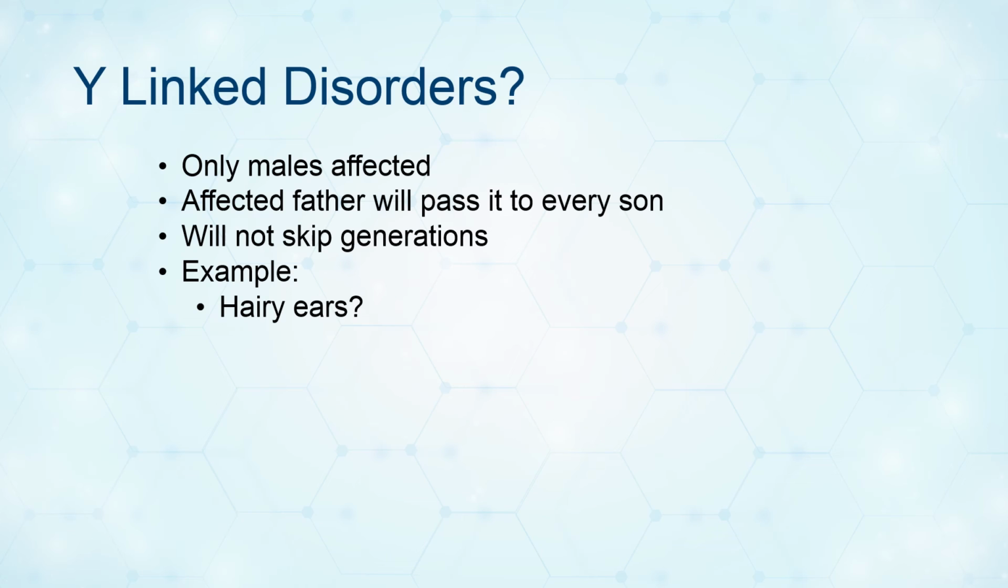Now, what about Y-linked disorders? Y-linked disorders are disorders that are found on the Y chromosome, and this is sort of controversial. If you look in genetics textbooks, the example that you'll find is hairy ears, which is a phenotype in which there's a lot of hair growth within the middle, not the middle ear, but the external opening of the ear. And you'll look in textbooks and you'll see this as an example.